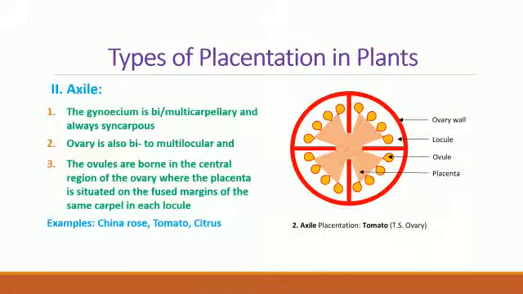Next type of placentation is axial placentation. In this type of placentation, the gynoecium is bi- to multicarpellary and always syncarpous. The ovary is also bi- to multilocular and the ovules are borne in the central region of the ovary where the placenta is situated on the fused margin of the same carpel in each locule as shown in the diagram. Examples of this type of placentation are China rose, tomato, citrus.